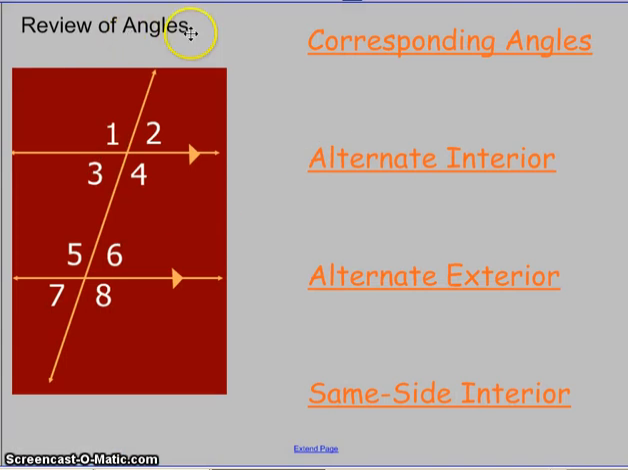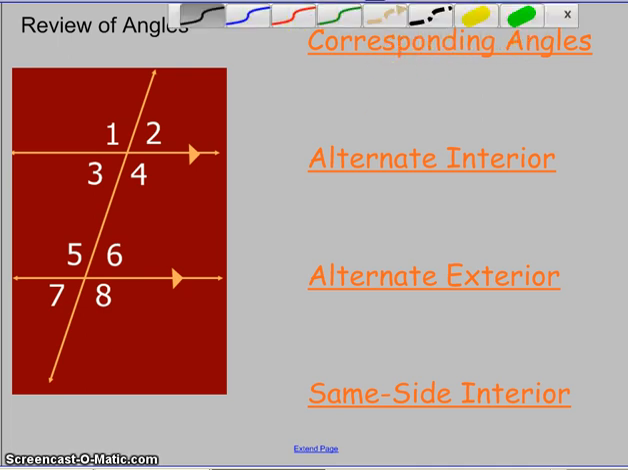So we're going to review the angles that we had in the last section. And we're going to be using all those same angles again in this section, except we're going to be using the converse of what they were in the last section. So we're going to be able to show that lines are parallel given these types of angles are congruent or supplementary. Alright, so the first type of angle here is the corresponding angles.